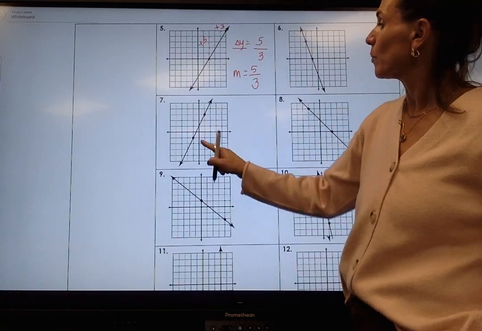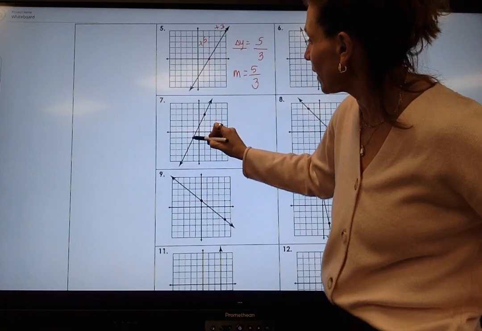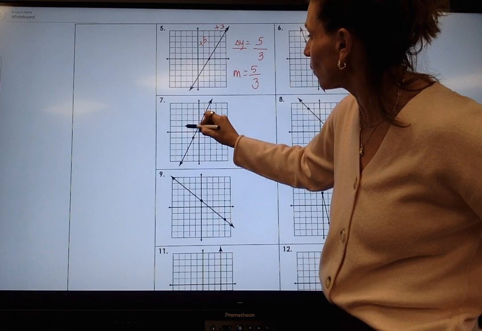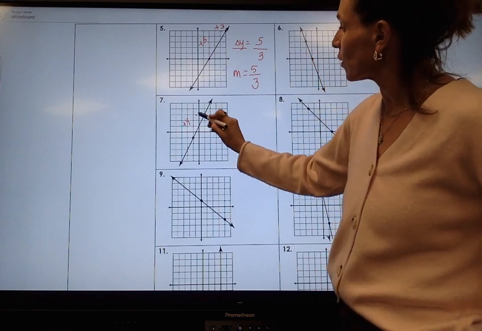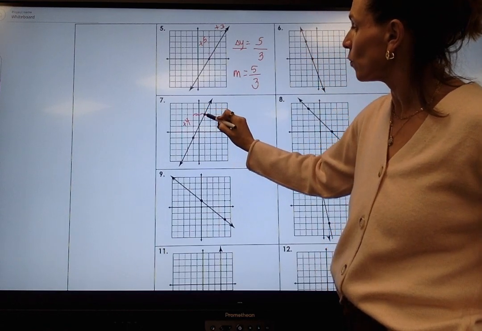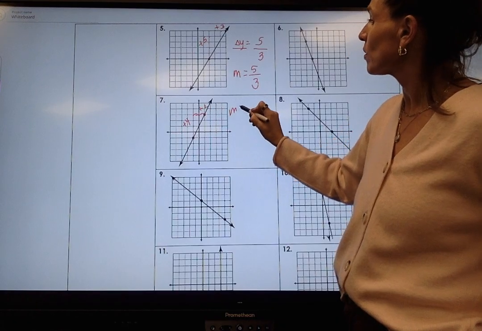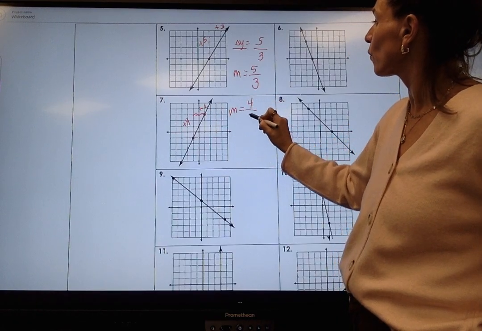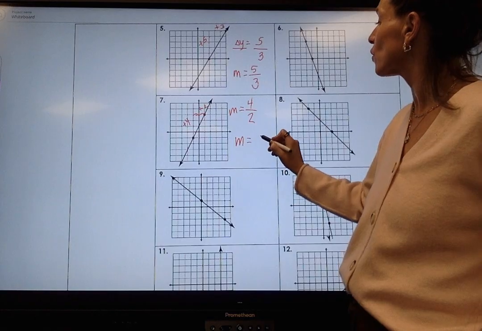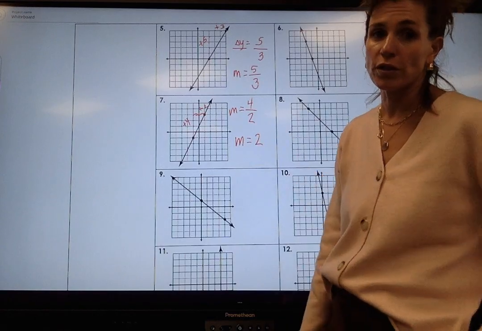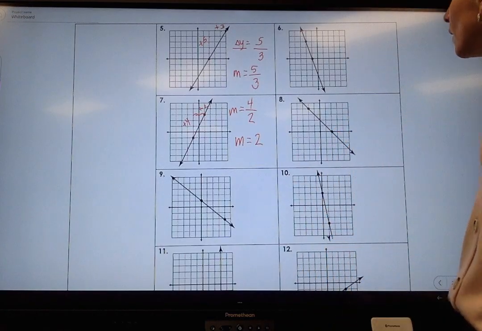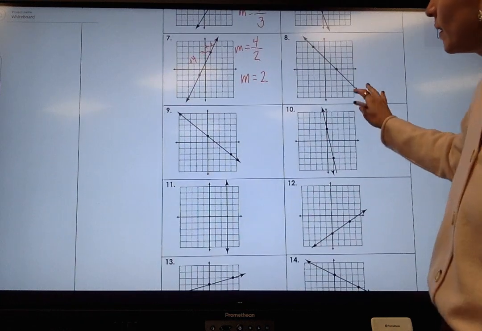Okay, let's look at number 7. My change in y is 1, 2, 3, 4. So I'm going up 4. And then my change in x is in the positive direction, 1, 2. So my slope is change in y is 4 over 2, which can be reduced to 2 over 1 or just 2. Okay? All right, number 9.